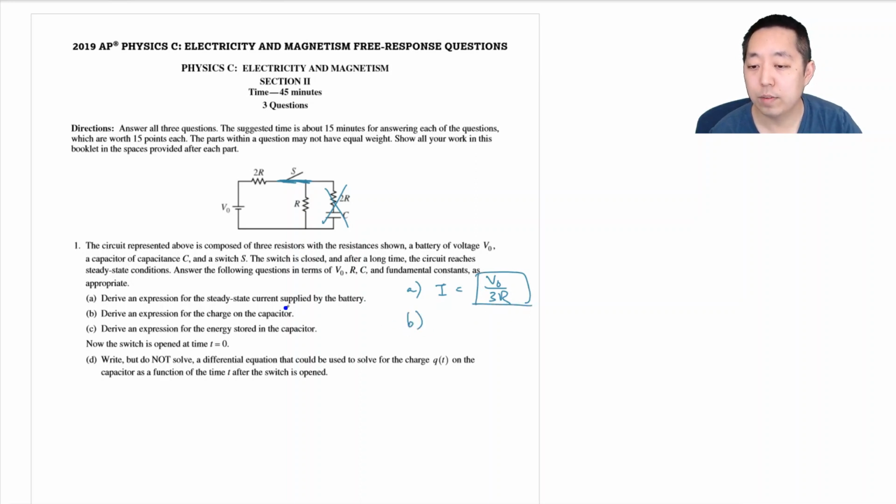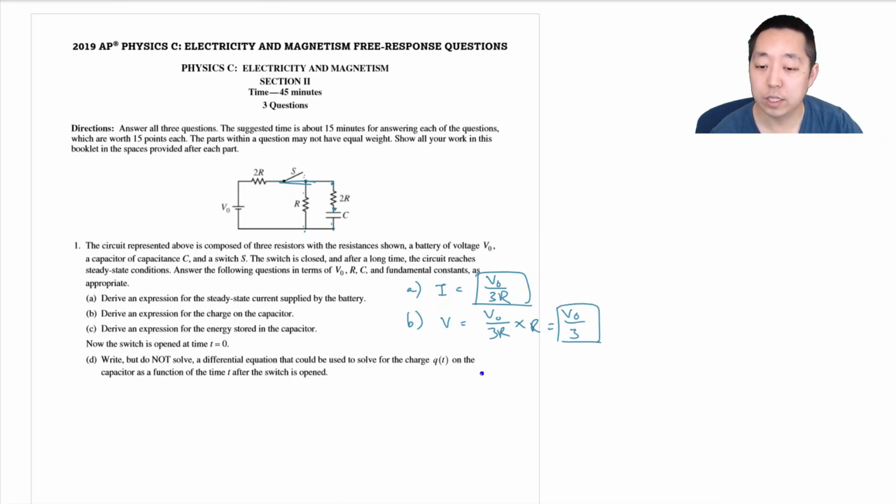Derive an expression for the charge on the capacitor. Well, when it's connected, this voltage has to match this voltage, because if there's no current flowing through here, the voltage across this capacitor is the same as this voltage here. And how do we know what this voltage is? Well, this voltage is simply the current times this resistor, because the voltage drop across here would be just the I that we calculated times R. So the voltage is V0 over 3R times R. So this is IR, and it's V0 over 3. Okay, that's the voltage across the capacitor.